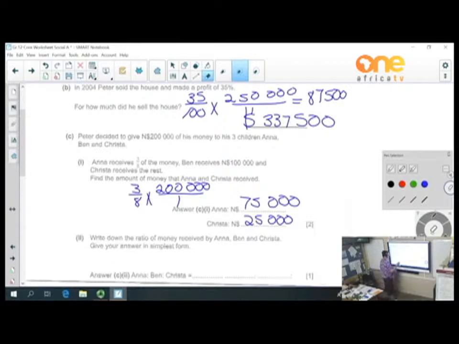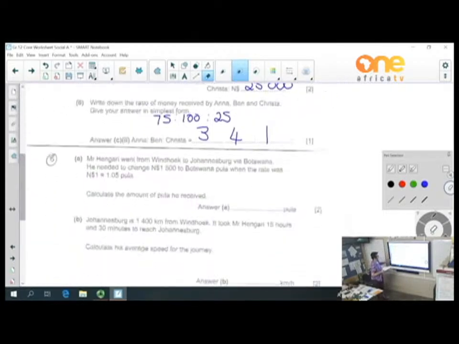So if I compare it now, Anna got 75,000. I'm going to cancel the zeros immediately. Ben gets 100,000, and Krista gets 25,000. So I've cancelled the zeros, and now I have to find the highest common factor that can divide into each one there, which will obviously be 25, isn't it? So if I divide 25 in there, it's 3 to 4 to 1. That is what that one is.